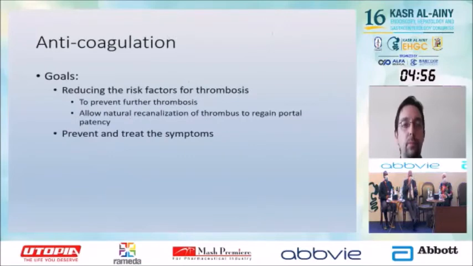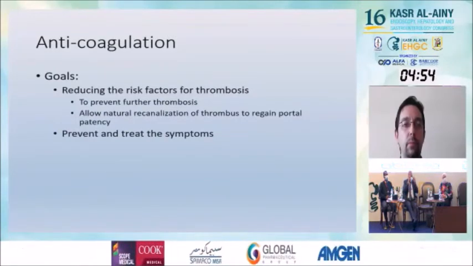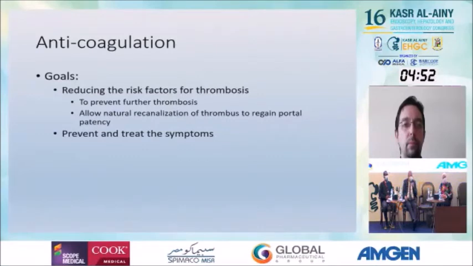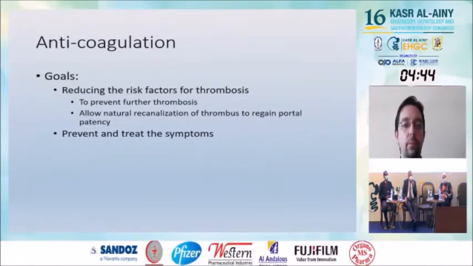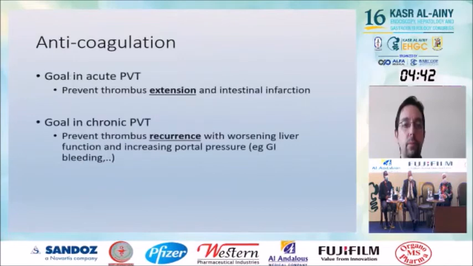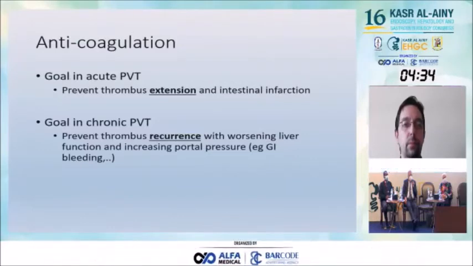Anticoagulation aims at reducing the risk factors for thrombosis, which will prevent further thrombosis and allow natural recanalization of the thrombus to regain portal patency. And it will prevent or treat the symptoms. The goal in acute portal vein thrombosis is to prevent thrombus extension. The goal in chronic portal vein thrombosis is to prevent thrombus recurrence with worsening liver function and increasing portal pressure.